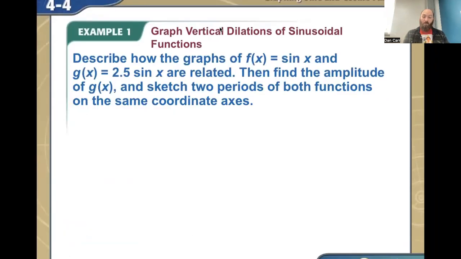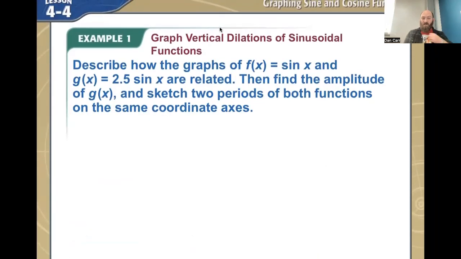So let's start with this one. Describe how the graphs of f of x equals sine of x and g of x equals 2.5 sine of x are related. Then find the amplitude of g of x and sketch two periods of both functions. So to start, we notice that a here is equal to 2.5. And that's the only thing I'm going to have.